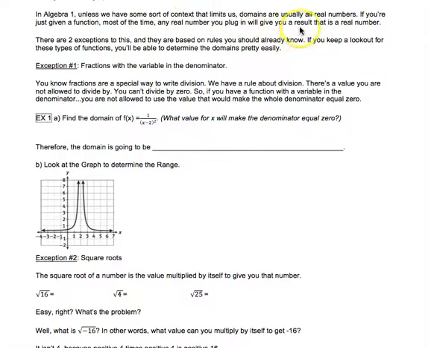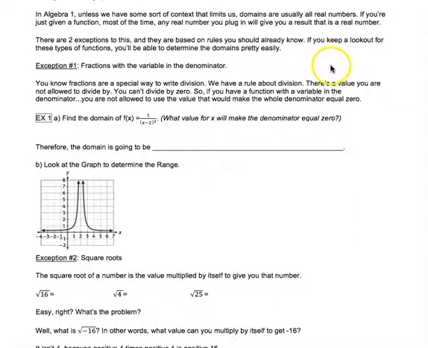limits us, our domains are typically all real numbers, meaning that x can be anything really that we want it to be. Most of the time, it can be a decimal or a fraction or a negative, unless it's a real life situation. But if we're just given a function, we want to be able to know that the x that we plug in is going to give us a result that makes sense.